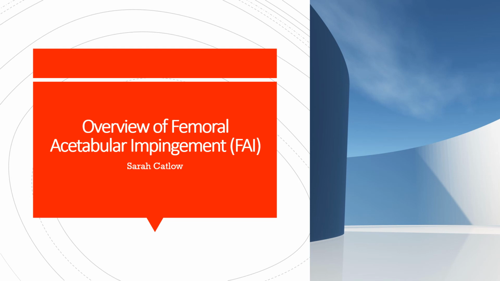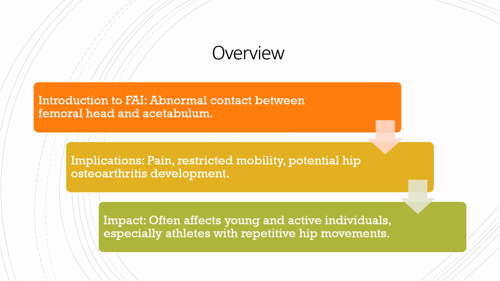Hello, this is just a quick overview of femoral acetabular impingement, also known as FAI. So what is FAI? It's a hip condition characterized by abnormal contact between the femoral head, the ball, and the acetabulum, the socket of the hip joint. This interaction can lead to pain, restricted mobility, and potentially contribute to the development of hip osteoarthritis over time.